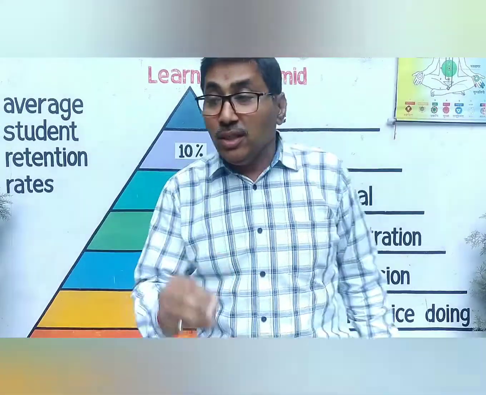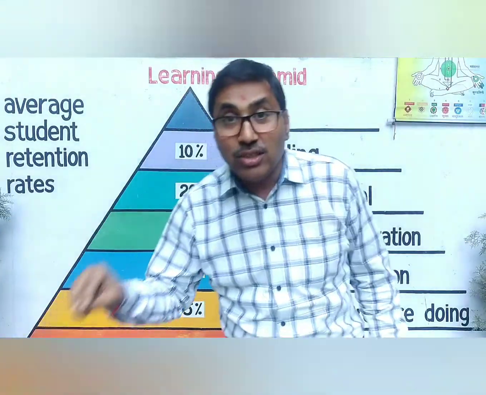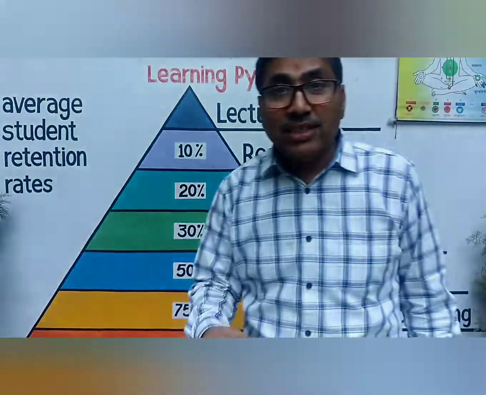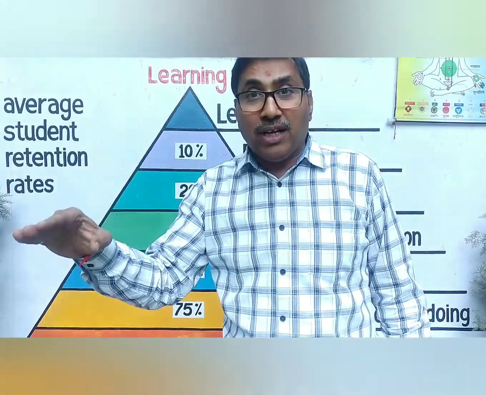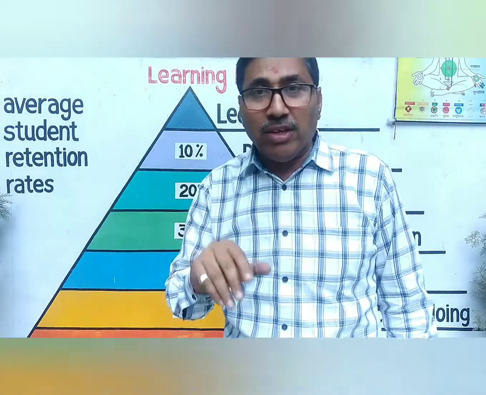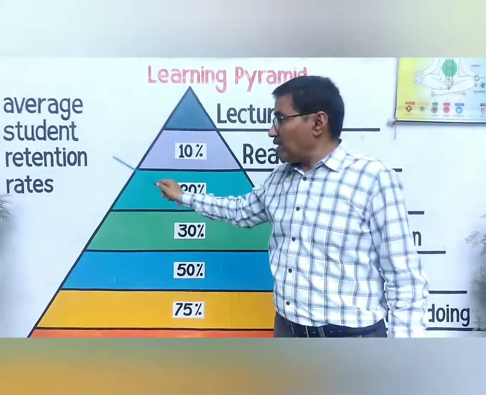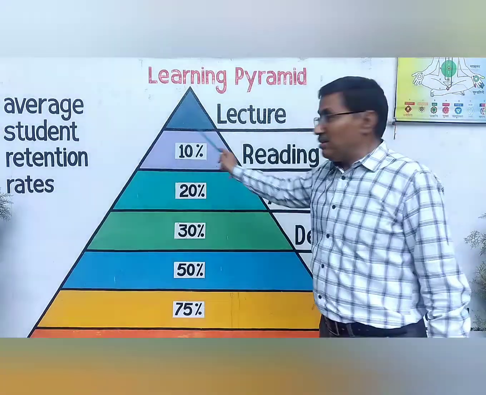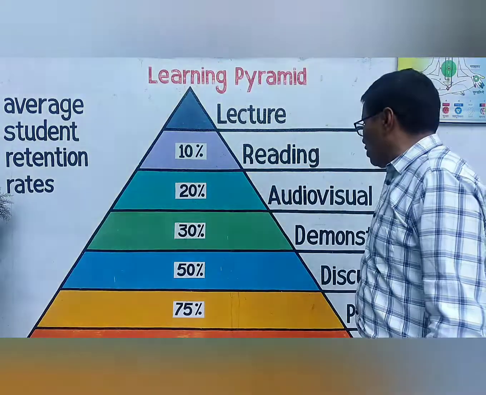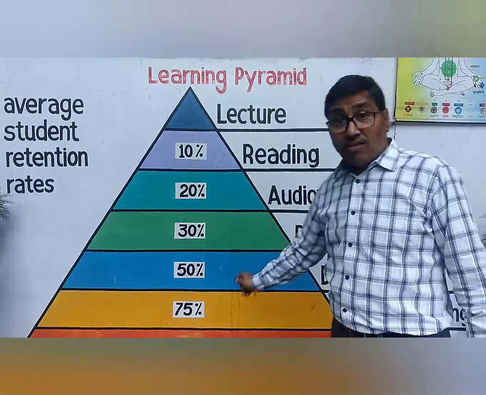When you learn something, you should teach, you should explain to your colleagues, your friends, your batchmates, your classmates, and it will help you retain, that means memorize, for a longer period of time. Whenever you need it, it will be retrieved from your memory. So that is the learning pyramid. Average student retention rates: lecture null, reading 10%, audiovisual 20%, demonstration 30%, discussion 50%, practice doing 75%, and teach others 90%.